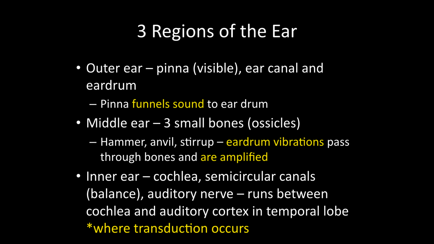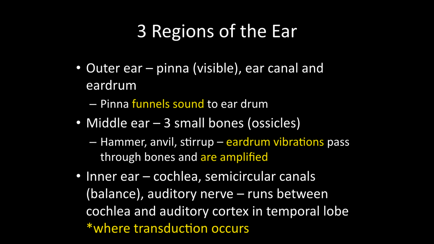There are three regions of the ear. The outer ear, which is the pinna. You could actually grab your pinna right now and hold on to it and wiggle it around. This is the pinna. This is the part of the ear that's visible. Your ear canal and your eardrum. The job of the pinna is to funnel these vibrations into the eardrum.